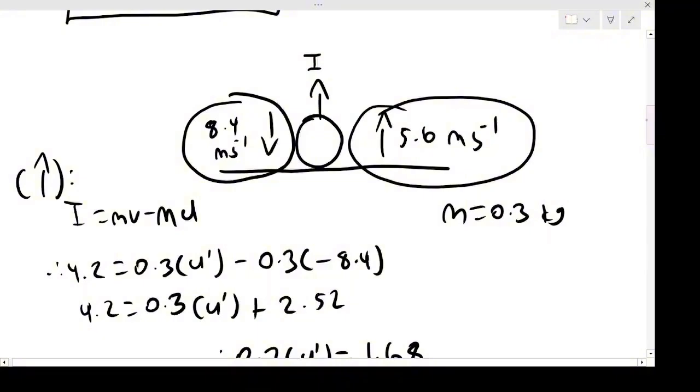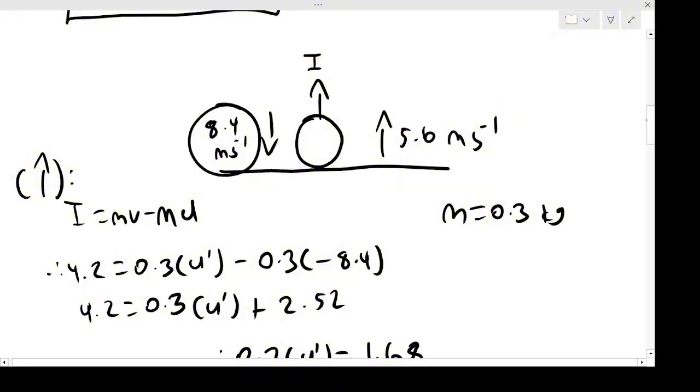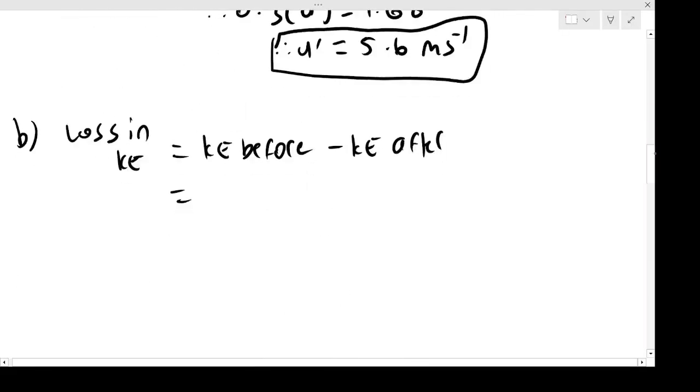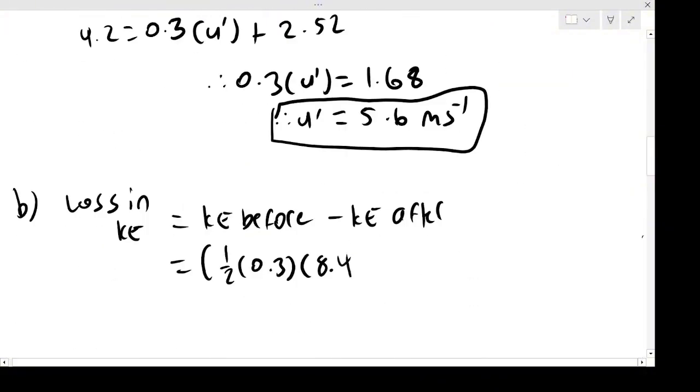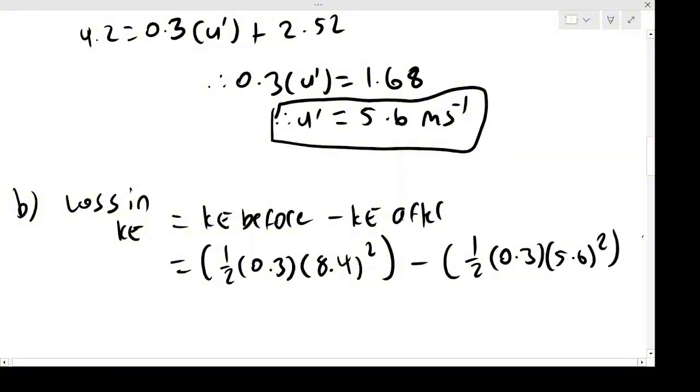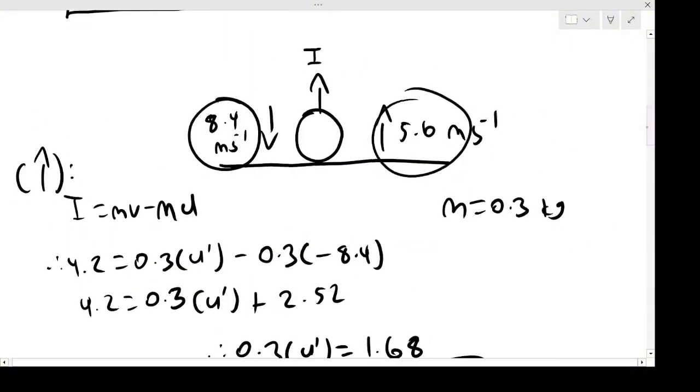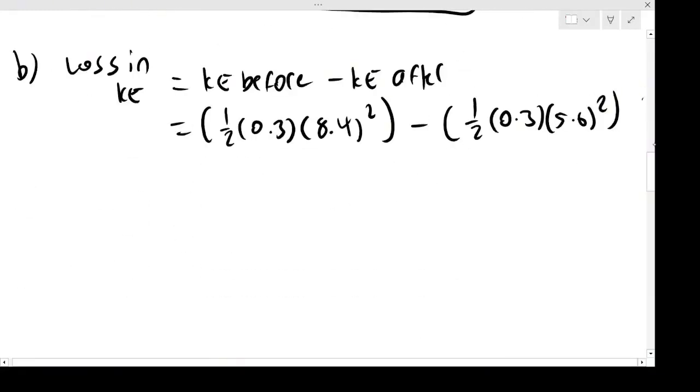So the kinetic energy before, well, the speed is 8.4, the mass is 0.3, so it's going to be half times 0.3 times 8.4 squared. And then afterwards it's half times 0.3, and the speed afterwards was this 5.6, and that'd be squared, right? You can see that here. So this is my speed before, 8.4, then the speed after, 5.6, okay? Hopefully you're happy with that.